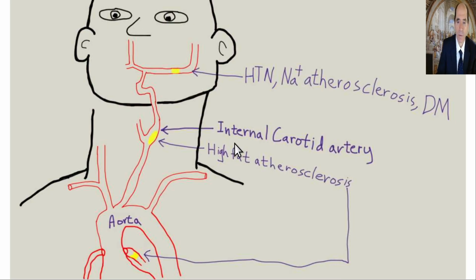Alcoholism will do that, atherosclerosis, hypertension, diabetes. So here's the heart down here, pumps blood into the aorta, goes up into the common carotid artery. Here's the internal carotid artery at the bifurcation, external carotid artery. This goes up to the brain, middle cerebral artery, anterior cerebral artery.